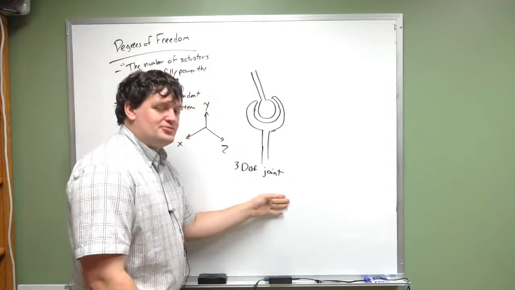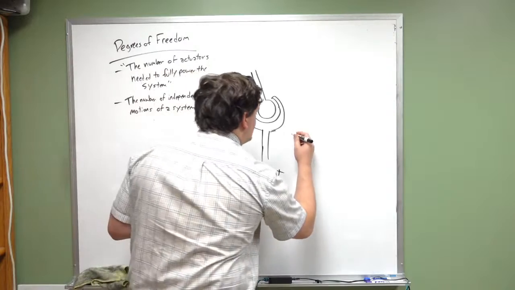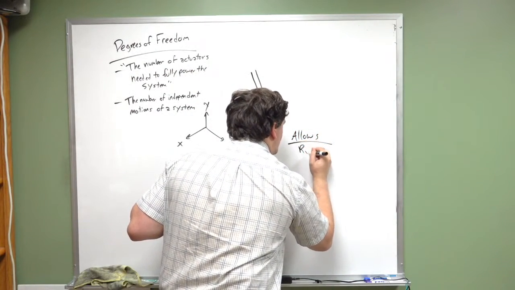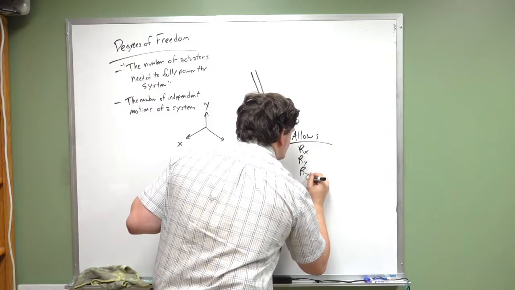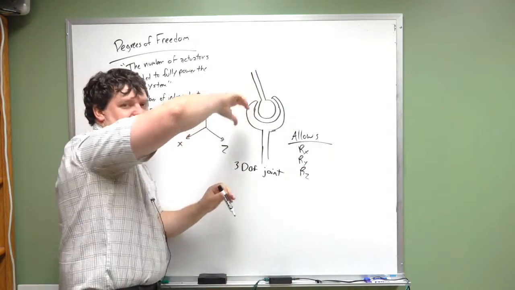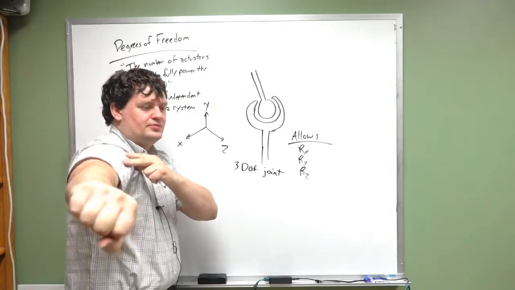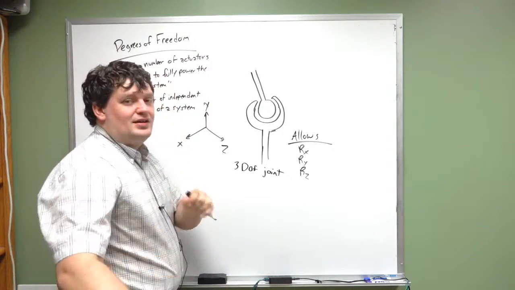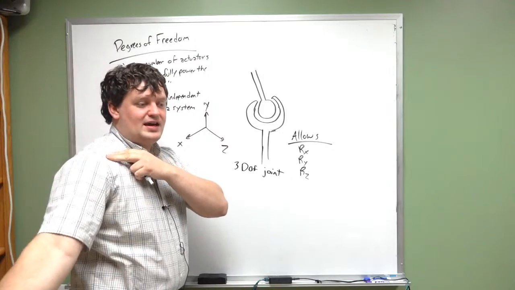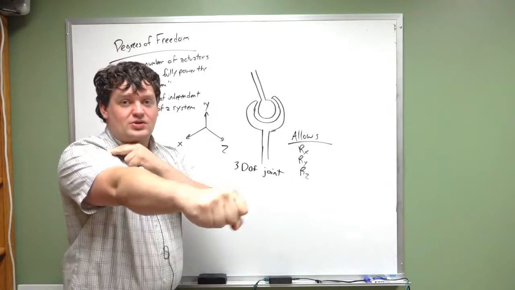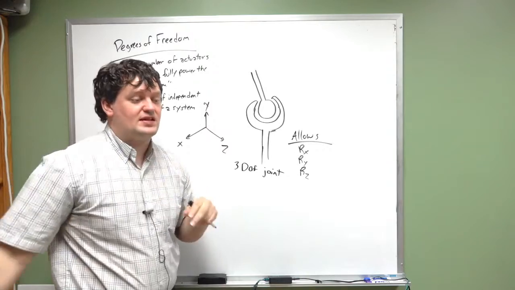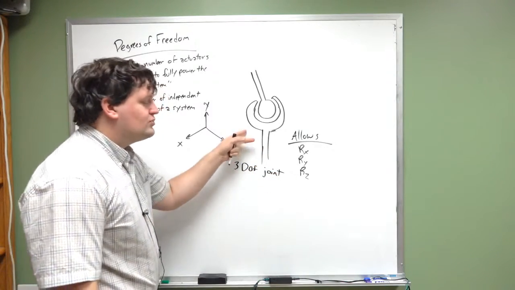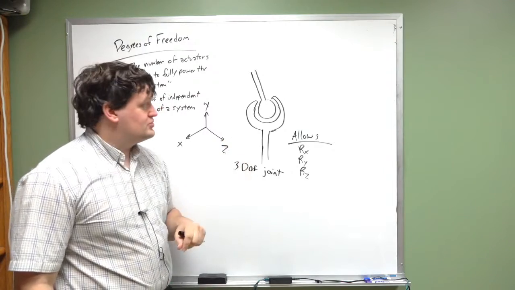I call it a 3 degree of freedom joint because it allows Rx, Ry, and Rz. I can twist this ball. I can twist my shoulder, and that doesn't hurt anything. I can rotate my shoulder up and down, again, doesn't hurt anything. I can rotate it about this axis, doesn't hurt anything. That's all 3 rotational axes. That's what makes this a 3 degree of freedom joint.